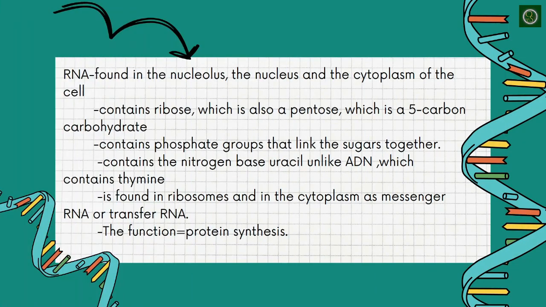RNA. It is found in the nucleolus, the nucleus, and the cytoplasm of the cell. It contains ribose, which is a pentose, a 5-carbon carbohydrate, and also contains phosphate groups that link the sugars together. Unlike DNA, RNA contains the nitrogen base called uracil, not thymine. RNA is found in the ribosomes and in the cytoplasm of the cell as messenger RNA or transfer RNA. The function of RNA is protein synthesis.